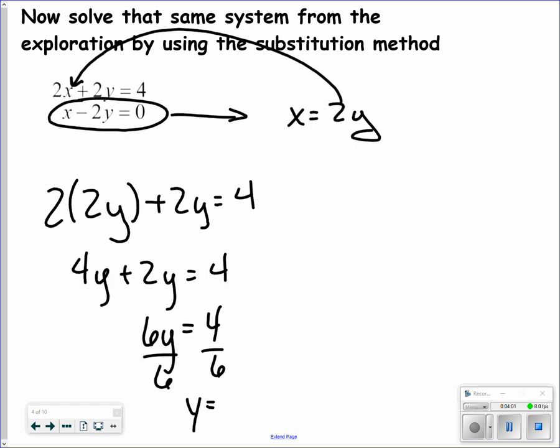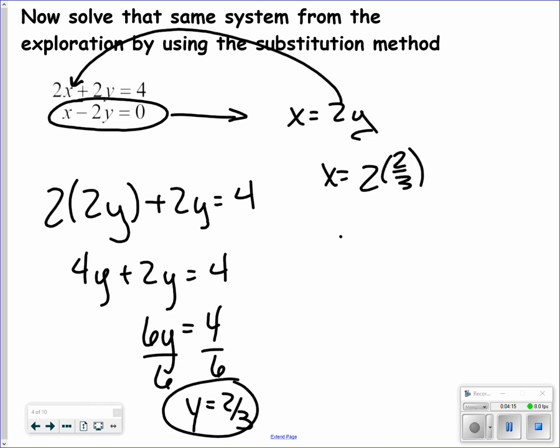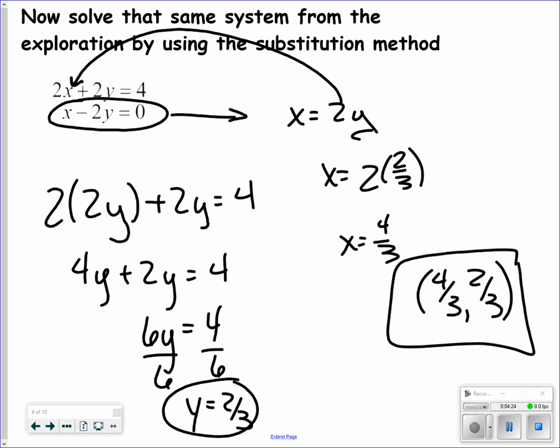And so y is equal to 2/3. And then if I go back over here, and in place of y, I put 2/3. And so the answer to the exploration question that we did in the very beginning was technically 4/3, 2/3. So notice that it did not actually cross at an integer point like we thought. It's crossing at a decimal or a fractional intersection. So that's a little bit complicated.